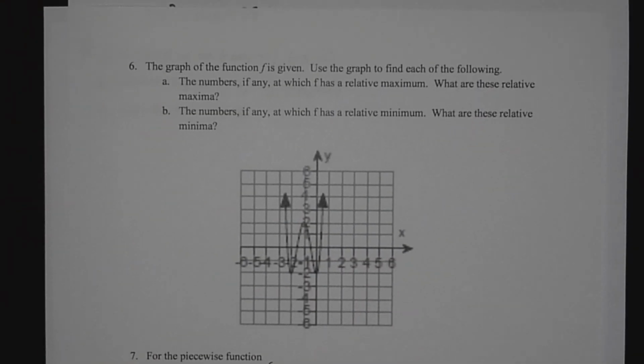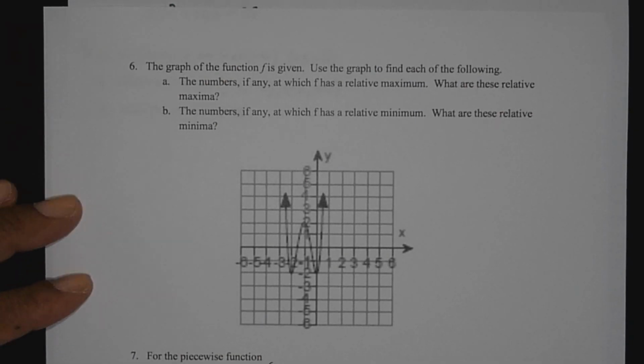Here we're given the graph of the function f of x. And we're going to use the graph to find each of the following. We're going to find the numbers, if any, at which f has a relative maximum. And then what are these relative maxima? And then part B is finding the numbers, if any, at which it has a relative minimum. And what would be the relative minima?